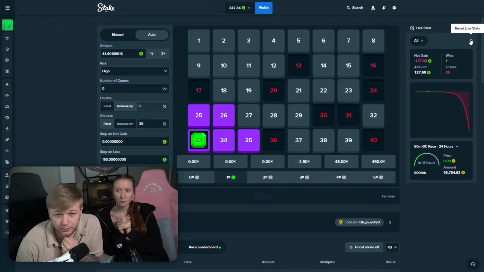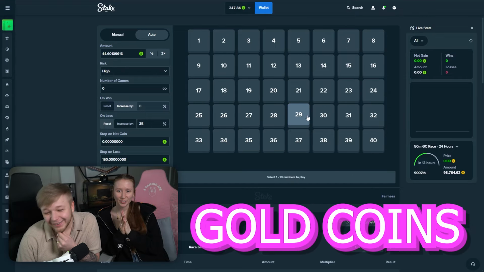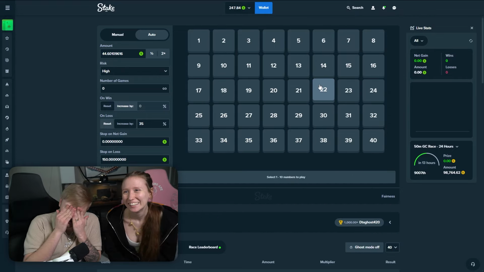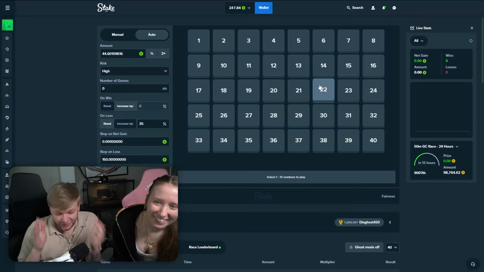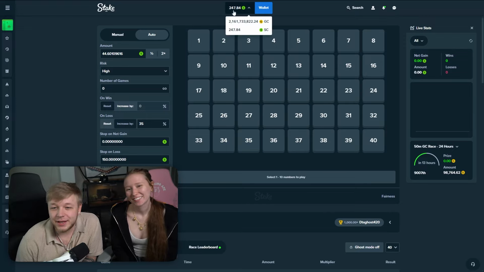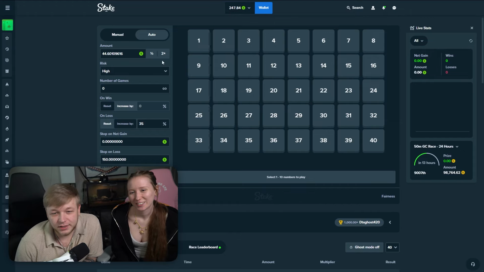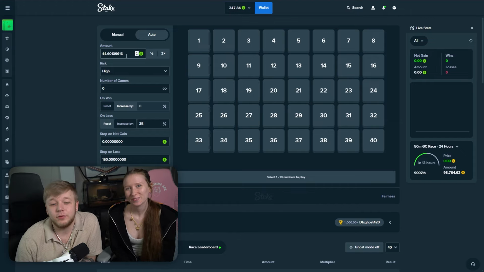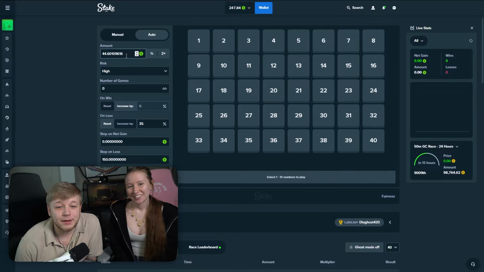We're not doing this one anymore. Don't try this at home, folks. Why would it work in gold coins, though? It worked in gold coins. We got the 450, and then we get absolutely demolished in Stake Cash. That's just the way the cookie crumbles today. We'll try one more KENO strategy for the video. Let's make something real quick.